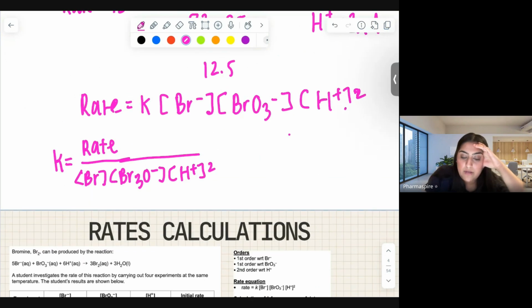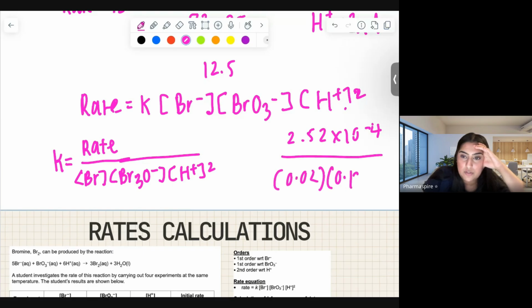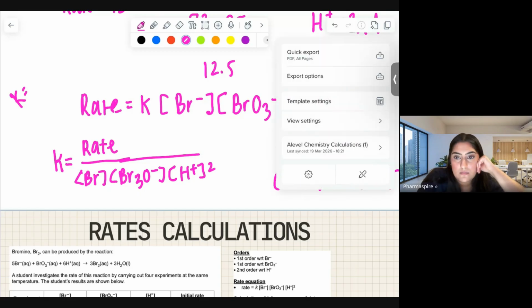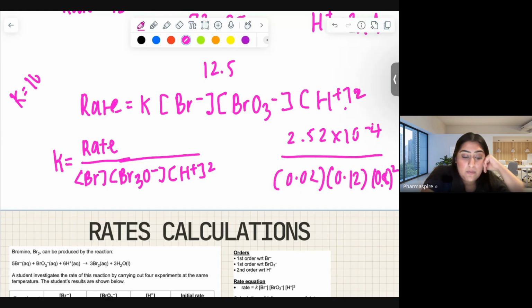So I've got my rate as 2.52 times 10 to the power minus 4, divided by 0.02, bracket 0.12, and then 0.8 squared. If you put that in the calculator, you should get your K. So guys, what's your K? Perfect. 16.4. Is everyone happy with that?